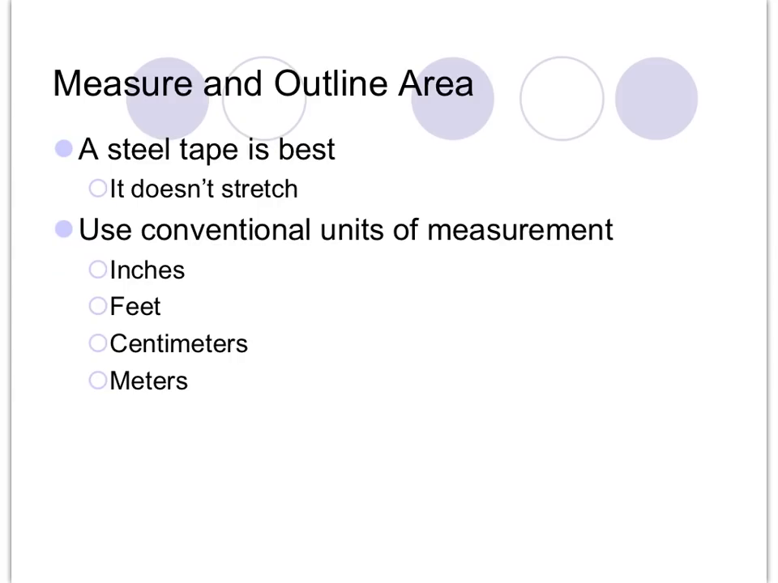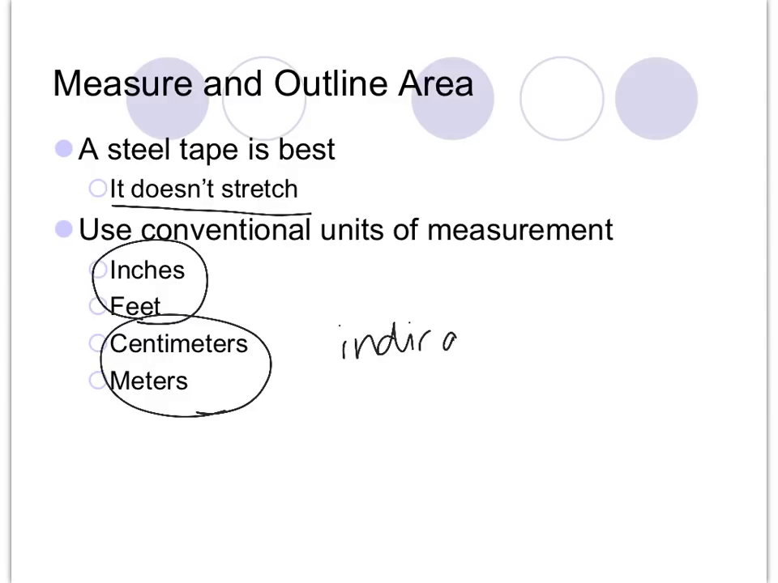So the first thing, measuring and outlining: a steel tape does work best. If you have a measuring tape, that's going to be your best way to get it done quickly. But we don't necessarily have those here, so we're going to be using meter sticks. But again, a meter stick also doesn't stretch, so as long as you're being careful and accurate, you should be able to get a perfect measurement. When you're using measurements, you can use either the imperial system using inches and feet or the metric system using centimeters and meters. You just have to indicate that in your legend or your scale.